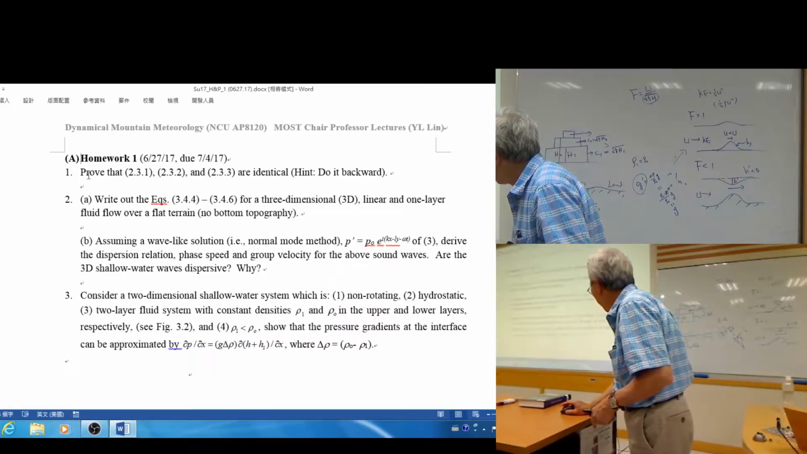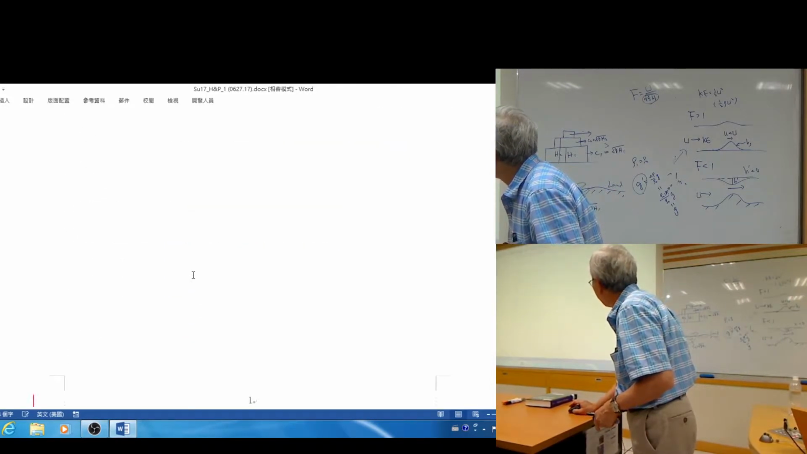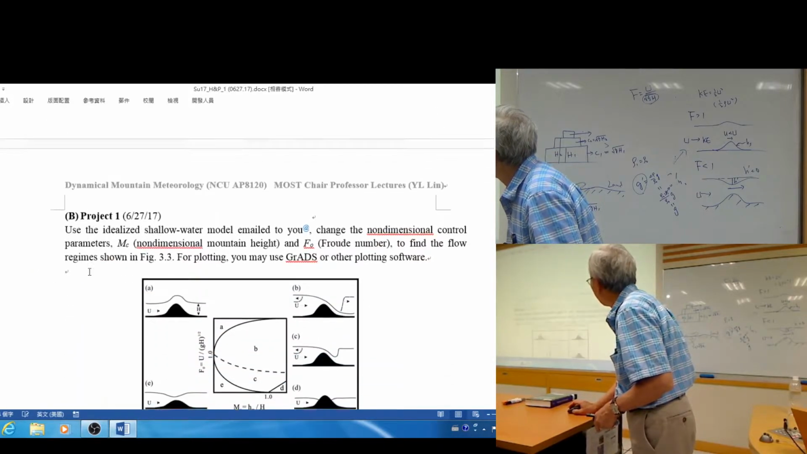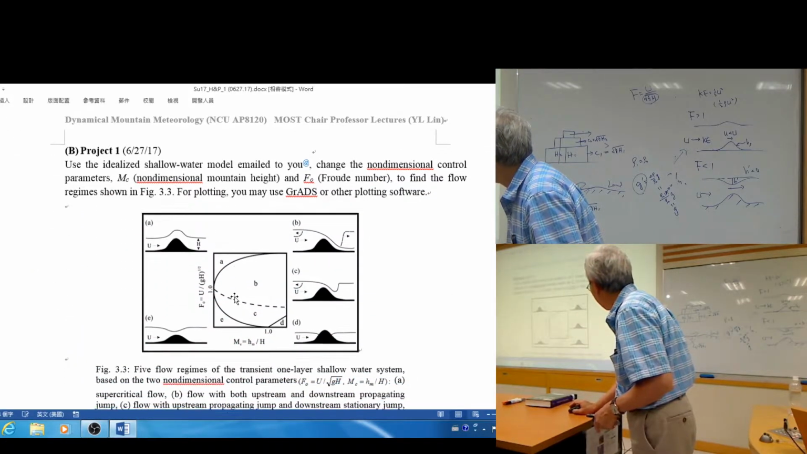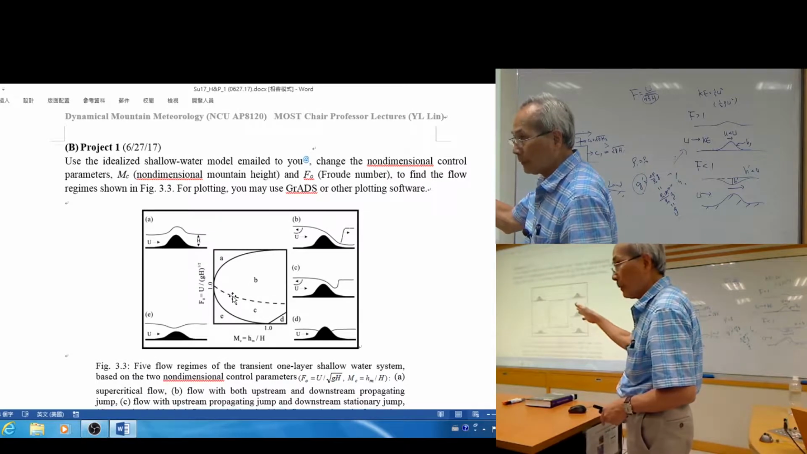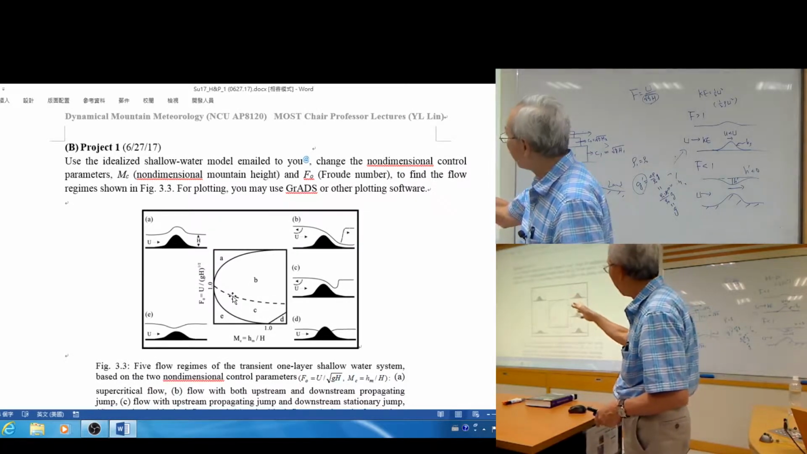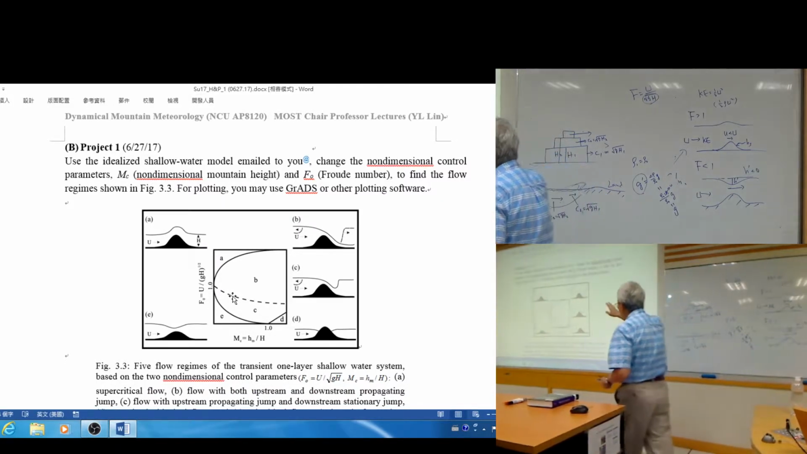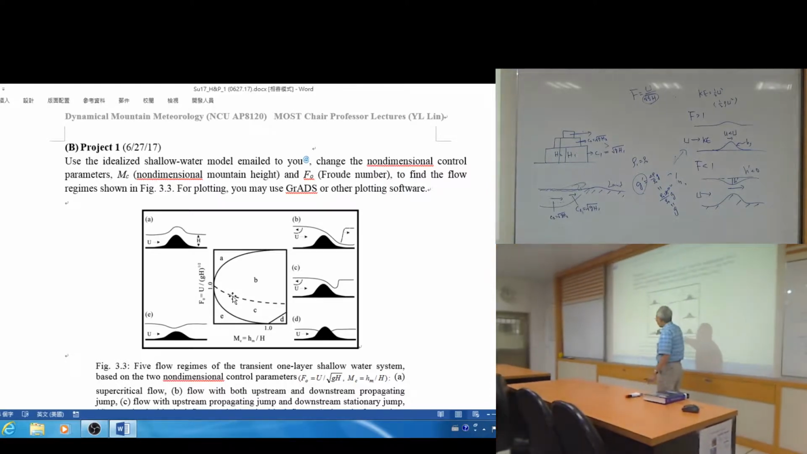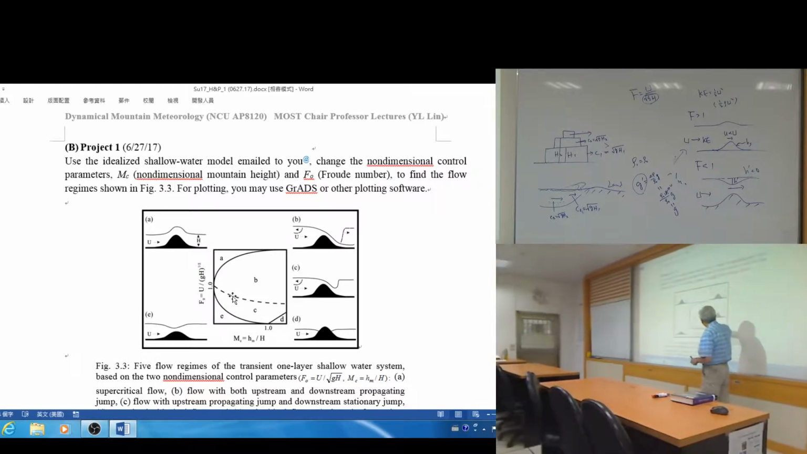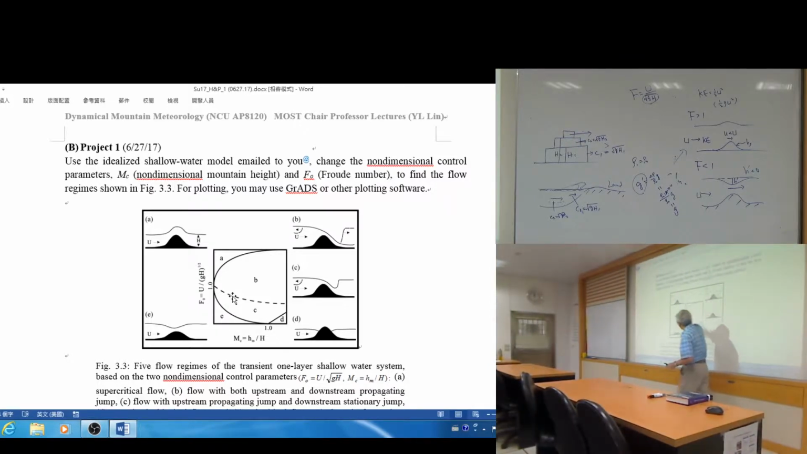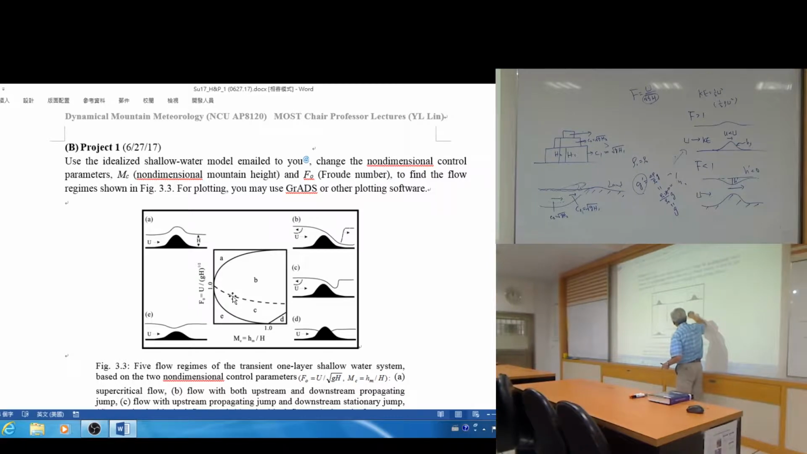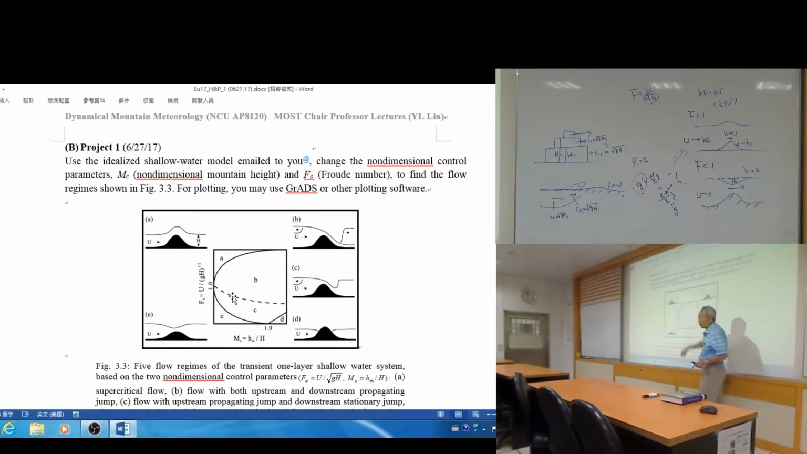And then number 3 is to do this. And then project 1 will be doing this. I'll give you the equation and the model, and you change the parameters and plot it to show that it produces different flow regimes. It's probably difficult to get all of these, but at least you can get one of these four. If you can catch two, that would be the best.